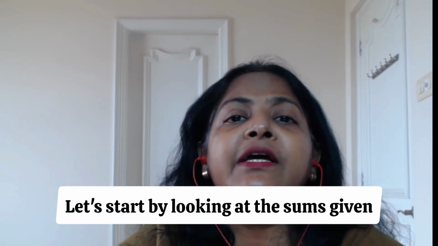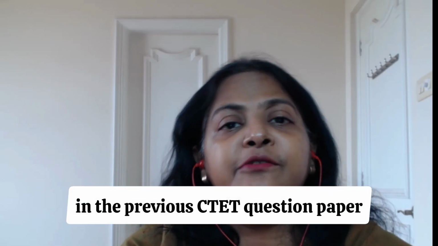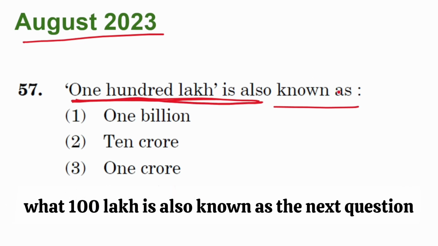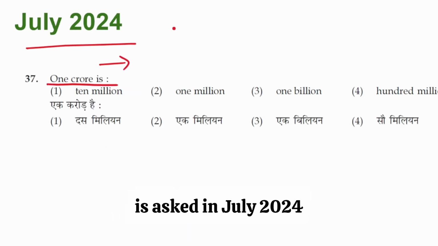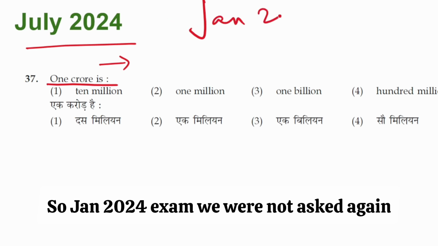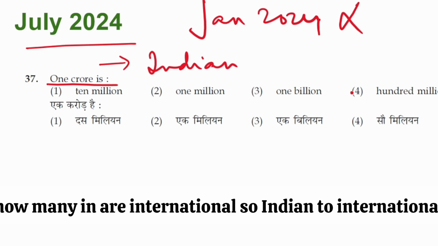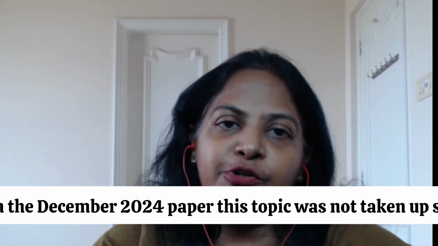Let's start by looking at the sums given in the previous CTET question papers. In August 2023, they asked what 100 lakh is also known as. The next question was asked in July 2024. So Jan 2024 exam, we were not asked. Again, the same kind of question: 1 crore is how many in your international? So Indian to international. In the December 2024 paper, this topic was not taken up.